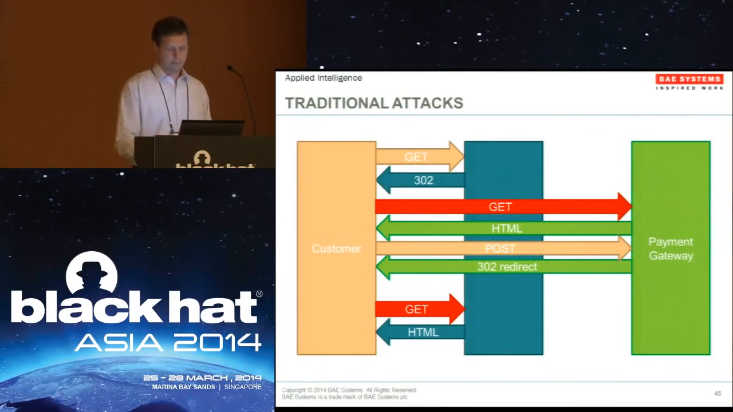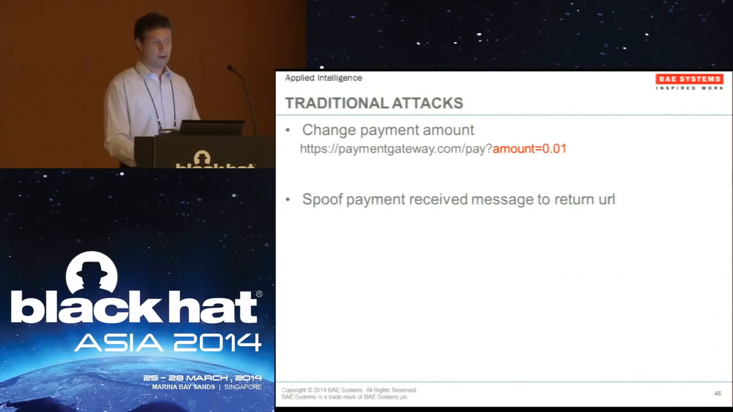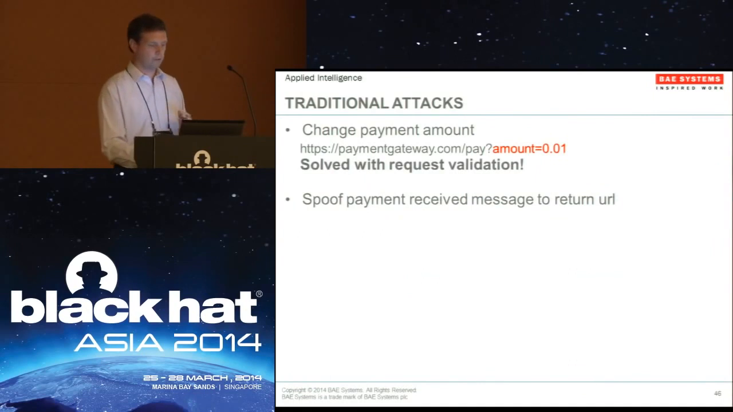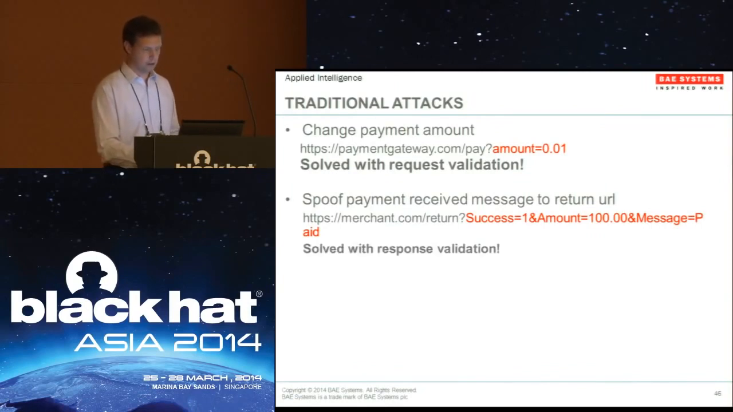And so there are several CVEs assigned to these types of attacks. I think the oldest one I found goes back to 2002. But those are only the vulnerabilities that have been given a CVE. I mean, these things date back to the early 80s, probably, and it's still largely a problem. So, traditional attacks: change the payment amount, just in the URL, change it to a cent. And they solve this with something they call request validation. Or you spoof the payment received, and they solve this with response validation.